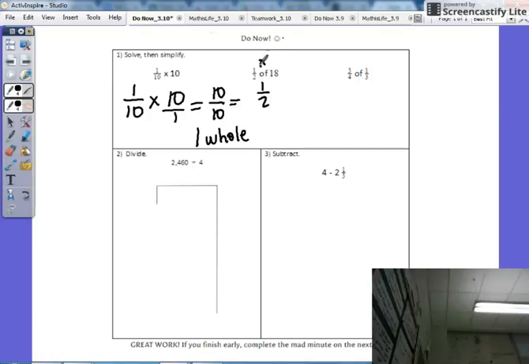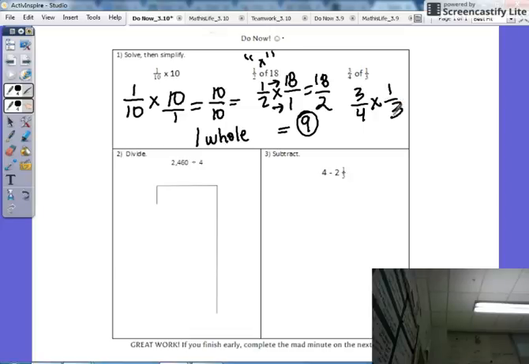Now 1 over 2 of means multiplication. 1/2 times 18, which is a whole number, 18 over 1, equals, we multiply straight across. 18 over 2, because 2 times 1 is 2. 18 divided by 2: 2 times what will give me 18? 9. Good job for those who got it correctly. Make sure you make those corrections.